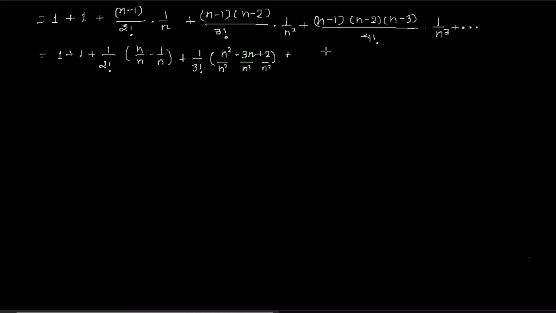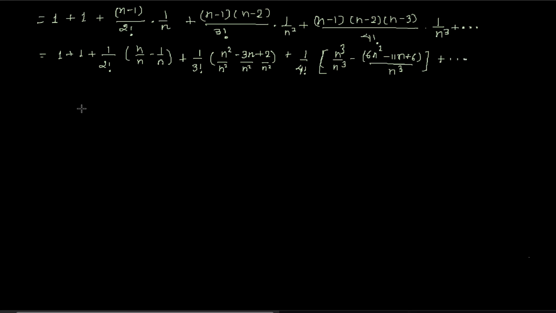Plus again the product of n minus 1, n minus 2, and n minus 3, which is the product of n square minus 3n plus 2 with n minus 3. Now first let's separate this 1 over 4 factorial, n cube over n cube. I am doing two tasks at the same time: writing the product of these three terms and separating them all by n cube. Minus 6n square, minus 11n, plus 6 over n cube.